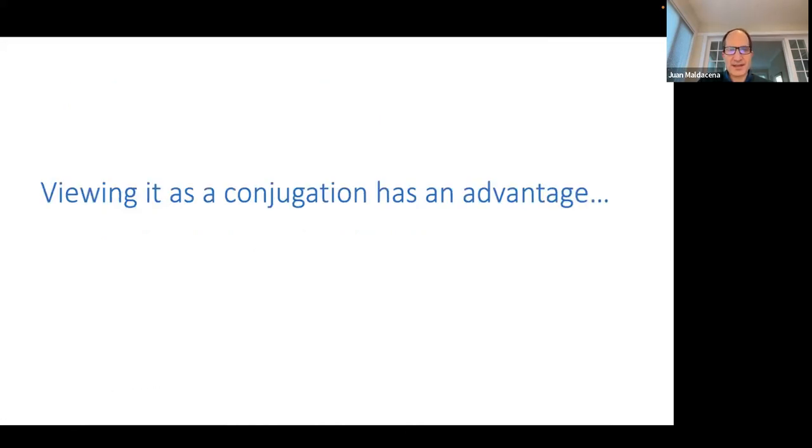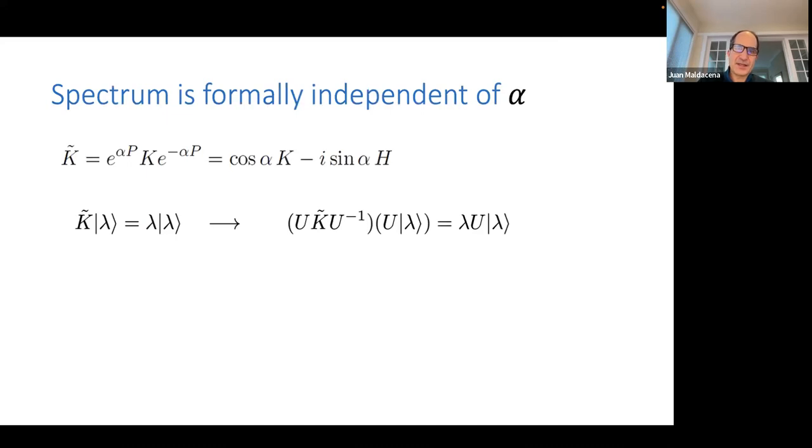Now, writing it as a conjugation has a certain advantage, which is that the spectrum is at least formally independent of this alpha, where alpha is roughly like the epsilon we are using to make the deformation. That's because if K tilde has a certain eigenvalue for a particular eigenvector lambda, and then we conjugate by a U, so U would be this e to the alpha P, which is not necessarily unitary, then U times lambda will be an eigenvector with the same eigenvalue. So the eigenvectors and the eigenvalues are the same for K and this conjugated version.